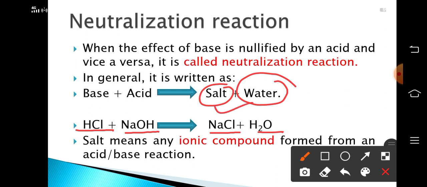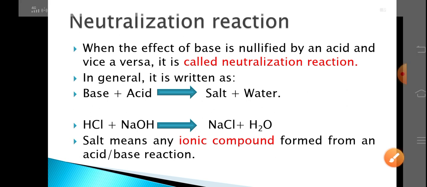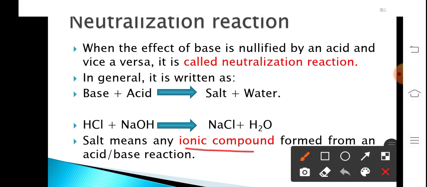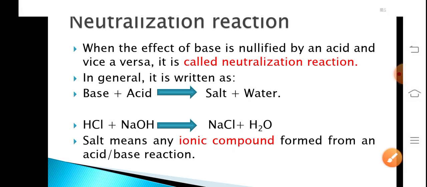Now what is a salt? A salt means any ionic compound formed from an acid-base reaction. Now what are ionic compounds? Ionic compounds are compounds which ionize. That is, whenever they are dissolved, they form positive ions and negative ions in the solution. So salts are ionic compounds. As we know, acids and bases are both ionic compounds. So they both react to form a salt, which is again an ionic compound.